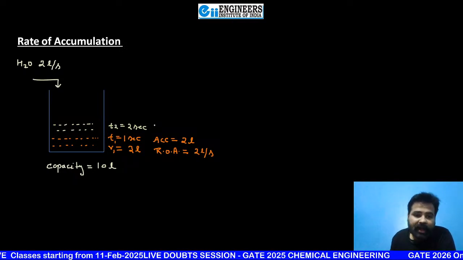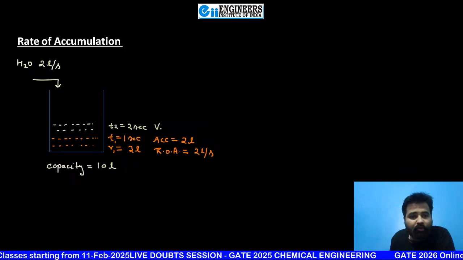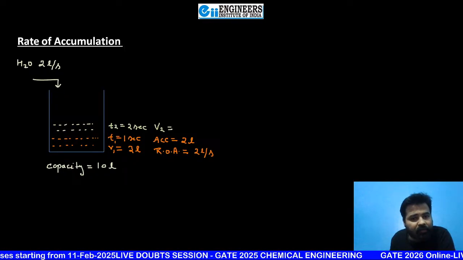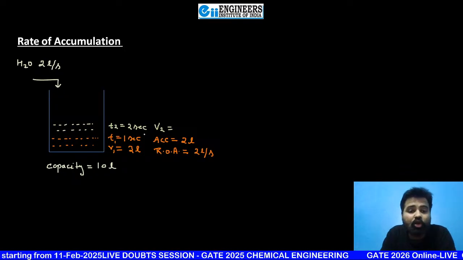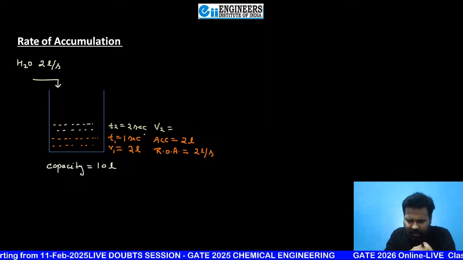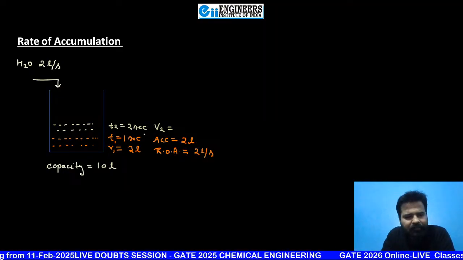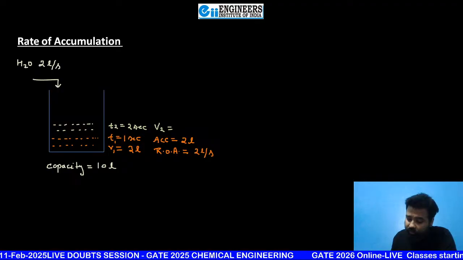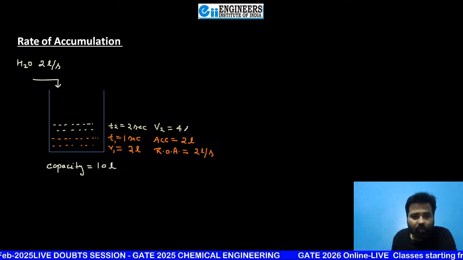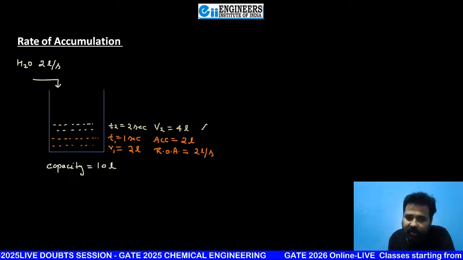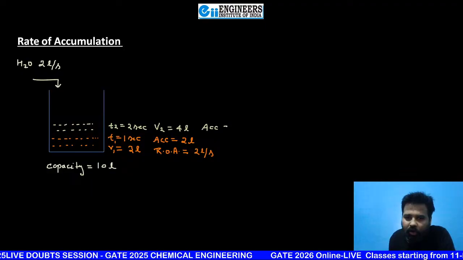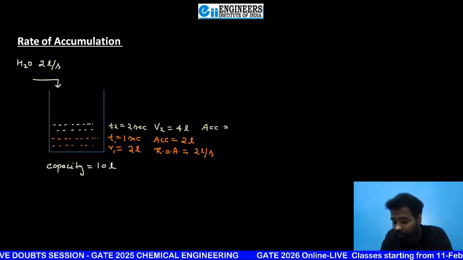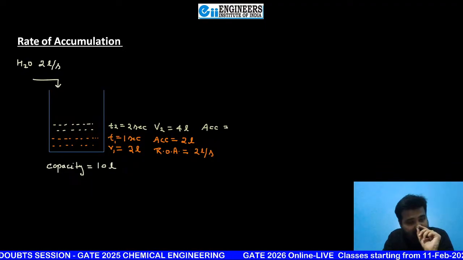Now my dear students, can you tell me what is the value of volume this time? First tell me what is the total volume in this tank, V2, at time T2. Yes, absolutely correct, beta. It is 4 liter. Now tell me, beta, what is the value of accumulation of water in this tank this time? I want to check everyone, beta. Please give me answer.